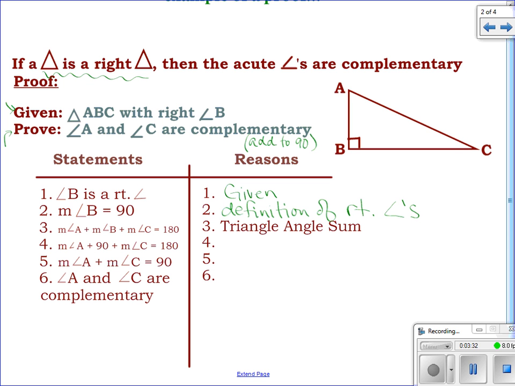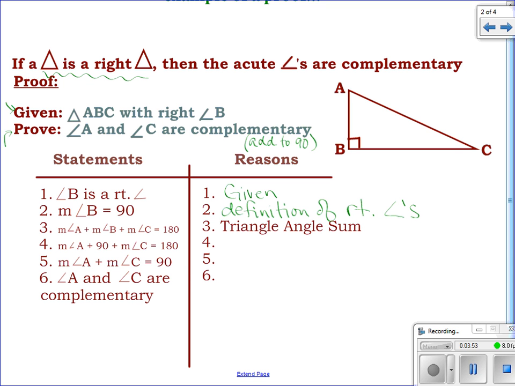Okay, this next one is filled in because I haven't talked about this yet, but hopefully you already knew this. We're going to be using this quite a bit in geometry. The 3 angles of a triangle always equal 180. Okay, that's simply called the triangle angle sum. Not a very common reason, which is the main reason that I put it in there for you.